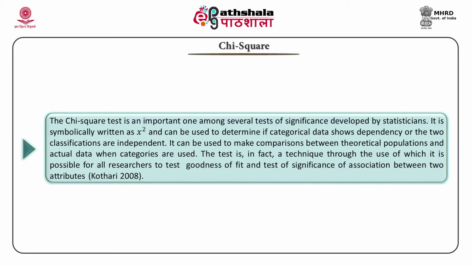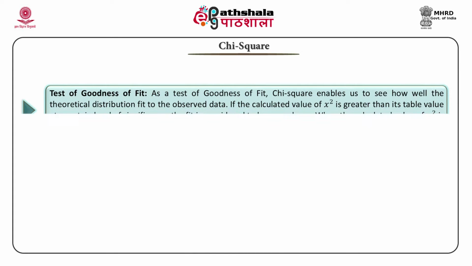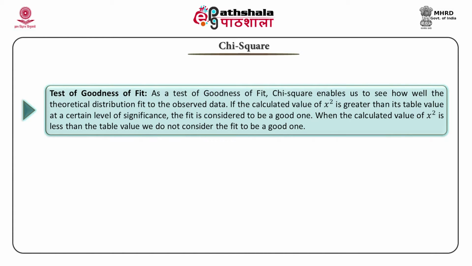It can be used to make comparisons between theoretical populations and actual data when categories are used. The test is in fact a technique through the use of which it is possible for researchers to test, first, the goodness of fit, and second, the significance of association between two attributes. What is the test of goodness of fit? As a test of goodness of fit, chi-square enables us to see how well the theoretical distribution fits the observed data.